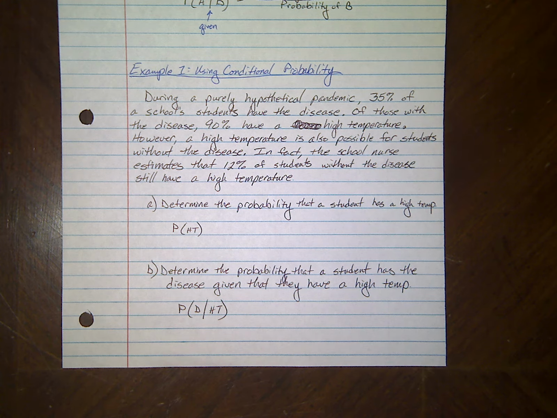Okay, so here we have an example that is completely made up. During a purely hypothetical pandemic, 35% of a school's students have the disease. Of those with the disease, 90% have a high temperature. However, a high temp is also possible for students without the disease. In fact, the school nurse estimates that 12% of students without the disease still have a high temp. All right, before we do anything, what I want us to do is make a tree diagram.